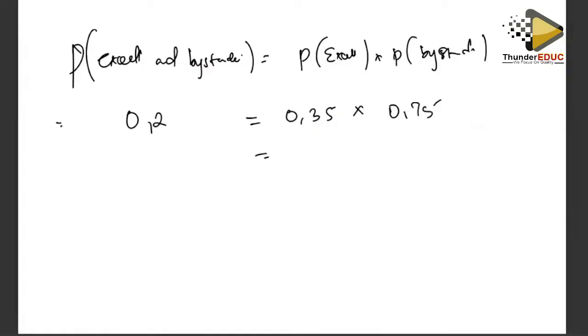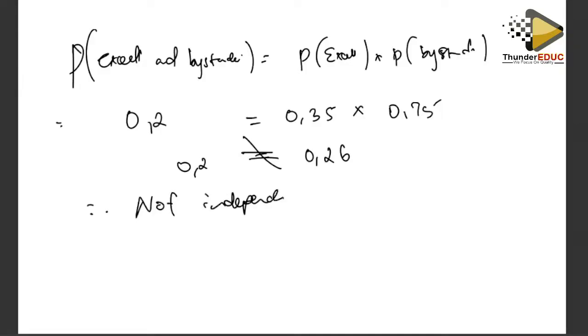Let's multiply what is on the right. If we get the same thing, then we're good to go. So the answer that we're getting is 0,26. Now we can see that 0,26 is bigger than 0,2. Okay, so in this case, they are not independent. Okay, therefore, not independent. So they can only be independent if the left is equal to the right.